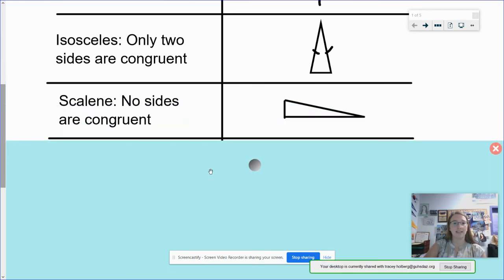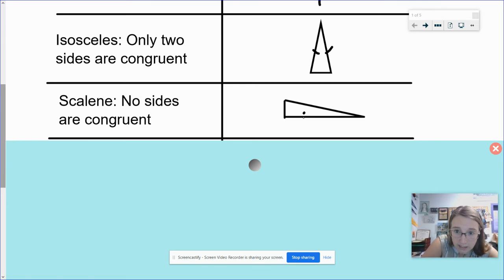And lastly, we have scalene, which means no sides are congruent. So you might see it like this. If you see a picture like that, that means none of the sides are the same. We can't assume, even if it might look like, those could be the same. No. You might also see it like this.